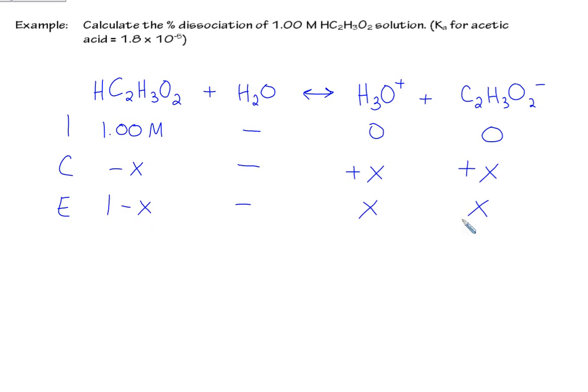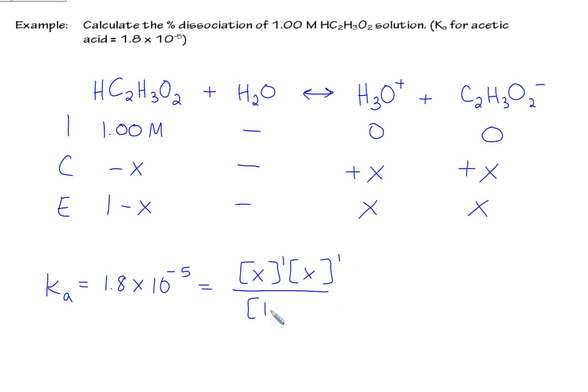All right, so let's see what we got here. We'll set up our Ka expression. Ka equals 1.8 times 10 to the negative 5th. That should be on the top, X to the first, X to the first, all over 1 minus X.